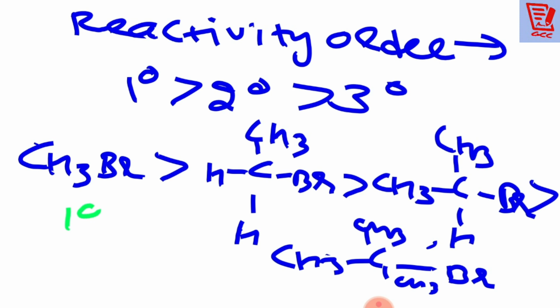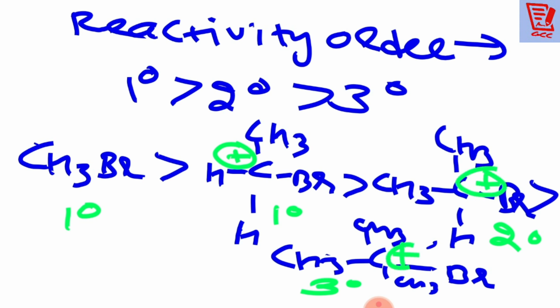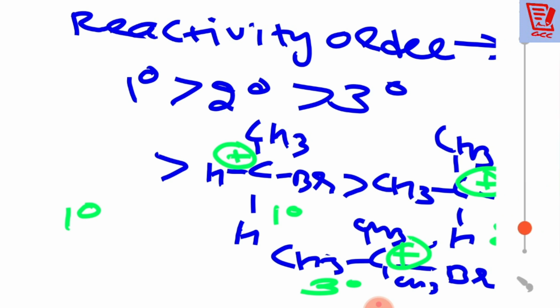This is the primary alkyl halide. Beta, this is also a primary. This is the secondary, and this is the tertiary. Now, C is always positively charged. This carbon is positively charged, and this one is also positively charged. Please see, this CH3Br, I am making it a little bit different way, so that you might understand it better.